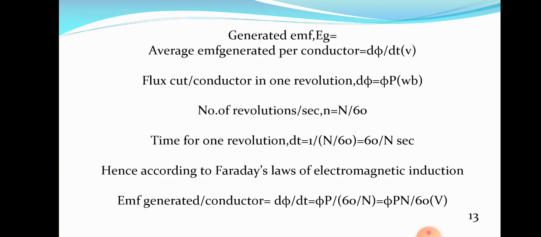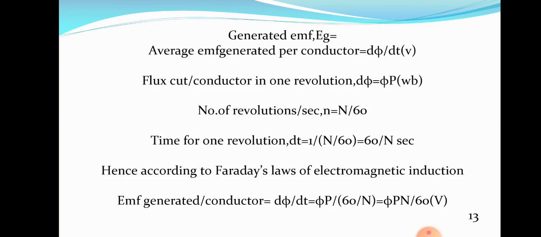Hence, according to Faraday's laws of electromagnetic induction, EMF generated per conductor is equal to d phi by dt. What is the meaning of this sentence? It is nothing but Faraday's second law of electromagnetic induction. We studied that the magnitude of induced EMF is equal to the rate of change of flux linkage. That means change in flux with respect to time, which is nothing but d phi by dt.